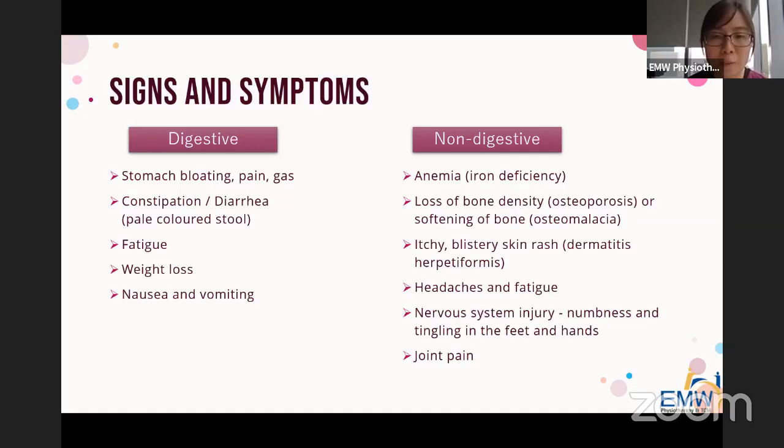For the non-digestive part, you may also see skin rash, itchy, blistery, and that is not caused by a virus, but actually because of this celiac autoimmune disease. So do you notice it's pretty interesting to actually find the connection when you have skin rash with digestive disorder?